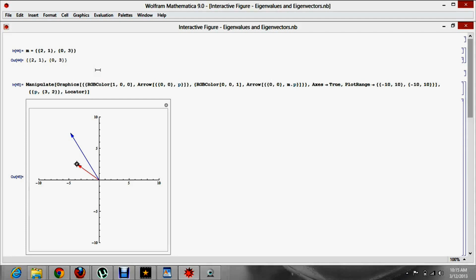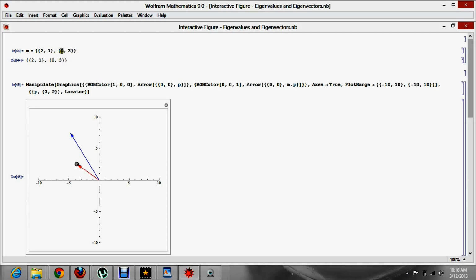But what I've done is I've told Mathematica to graph two things. The red arrow that we see is just an input vector x. The blue arrow is the output vector Ax, where A is actually the matrix that we see up here. This doesn't look as pretty as we might like, but this is just a 2 by 2 matrix. 2, 1 is the first row, 0, 3 is the second row.